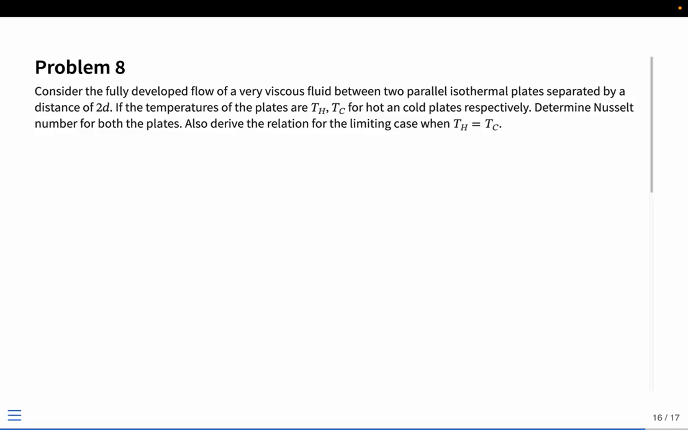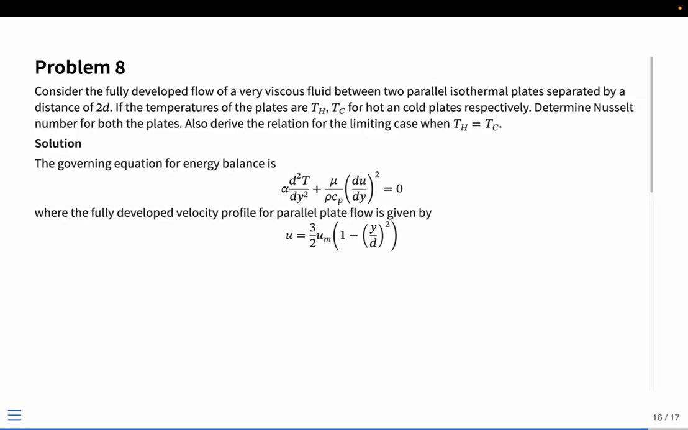So in this question, you are asked to derive the relation first for Nusselt number and then identify the limiting case for TH equal to TC, and then if possible, you can also plot the temperature variation as a function of y and see how it varies for different heat generation rates.